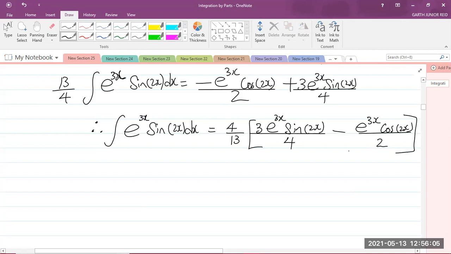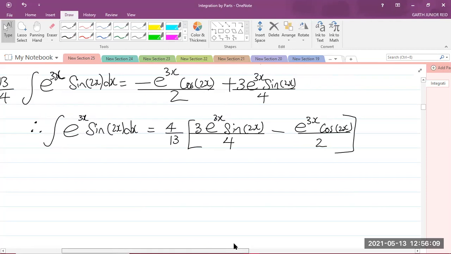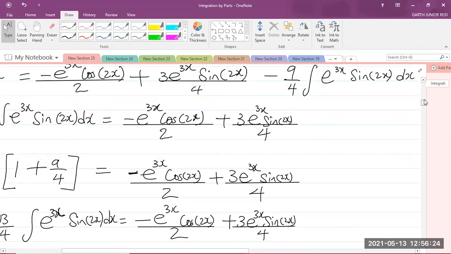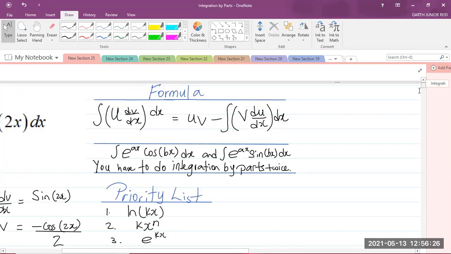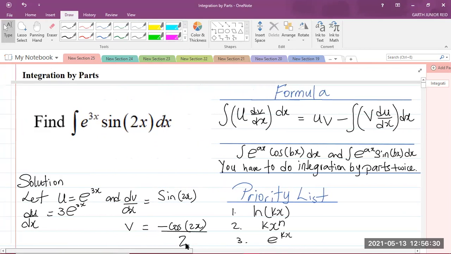But remember now that you also need to add something. You need to add the arbitrary constant of integration. So plus c. And that is the answer for this integral. So we have successfully answered an integration by parts question in the CAPE Pure Mathematics Unit 2 syllabus, in Module 1.